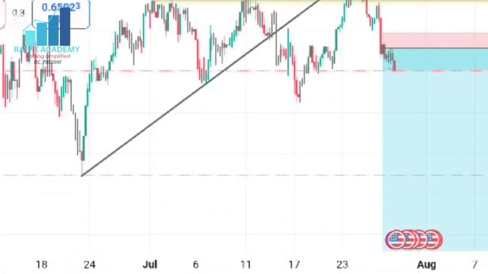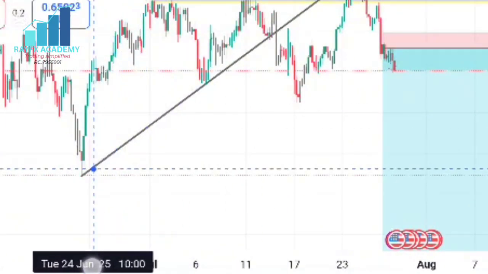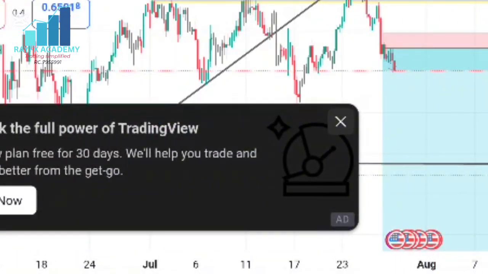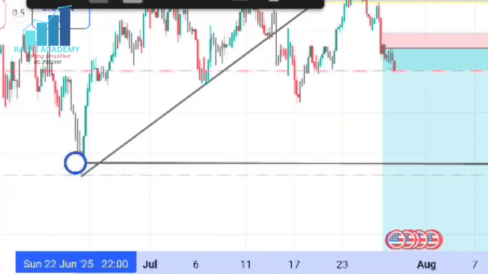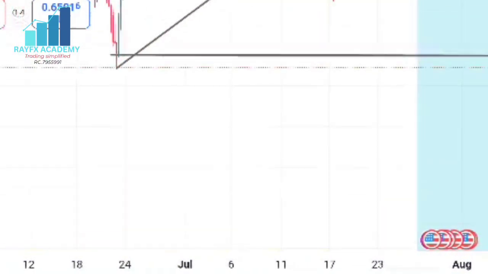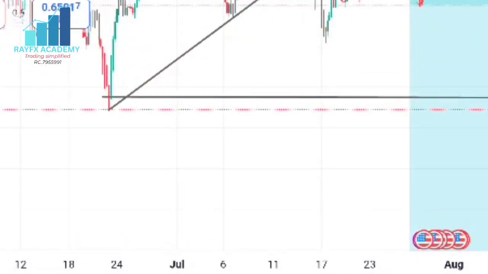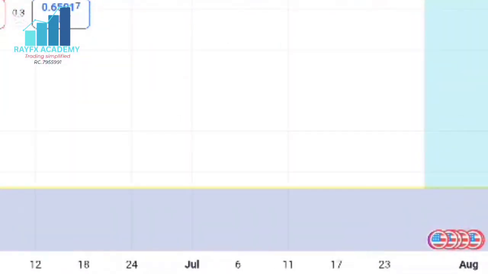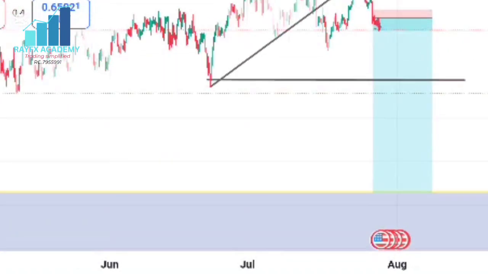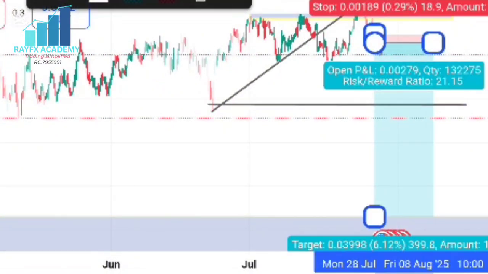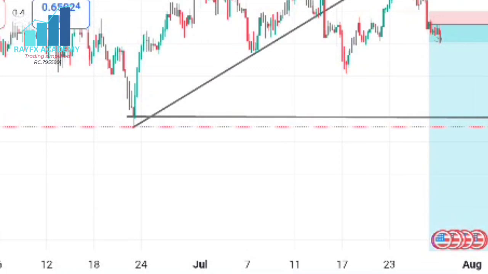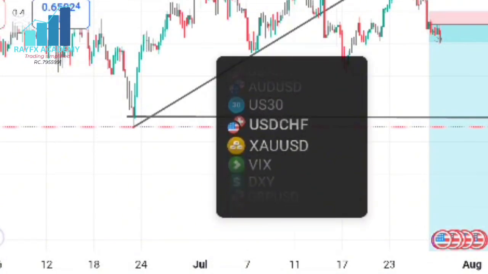All right, so this should be our first profit target here. This around here should be our first profit target. Then this is final. Once you're able to break this region here, we're coming all the way down here. All right, so that's it. So a 1:21 risk to reward ratio is what you are doing on the AUD USD.